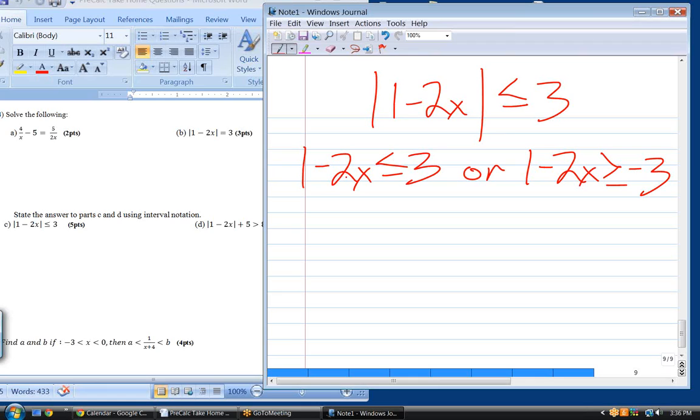So let's do the first step. First step is to subtract 1. Well, that's not multiplying or dividing by a negative number. That's just subtracting 1. So we get that.